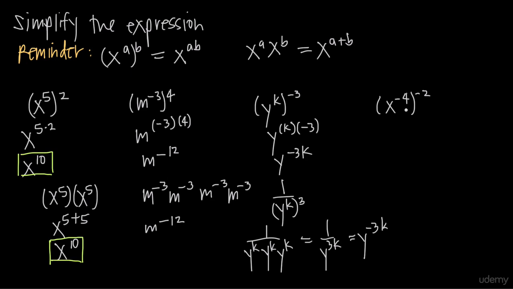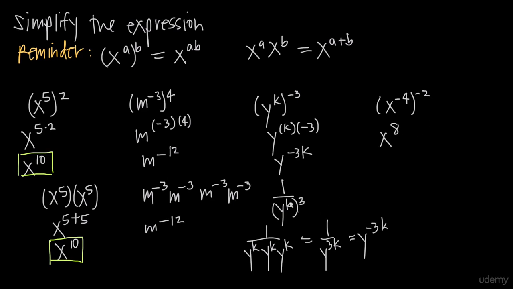Let's do one final example here. We have x to the negative 4 raised to the negative 2 again. We can use power rule and just multiply the exponents. Negative 4 times a negative 2 is a positive 8. The negatives cancel, and we just get positive 8. So we get x to the positive 8 if we use power rule.